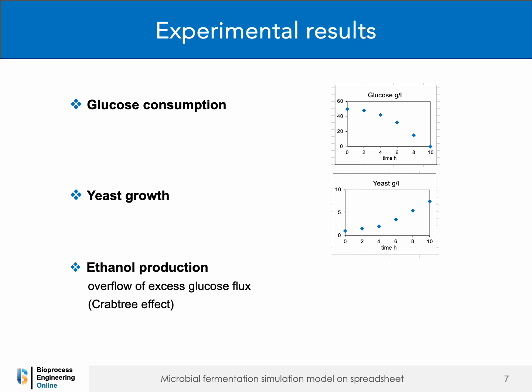Simultaneously, the yeast concentration first increases slowly during the 2 to 3 hours lag phase, then exponentially until reaching a maximal near 7.5 grams per liter value. During the whole fermentation duration, ethanol is excreted concomitantly to the yeast growth. The final ethanol concentration is around 14 grams per liter. The growth-associated ethanol excretion by the yeast cells under aerobic conditions is the overflow of the excess glucose flux through the glycolysis pathway, known as the Crabtree effect.